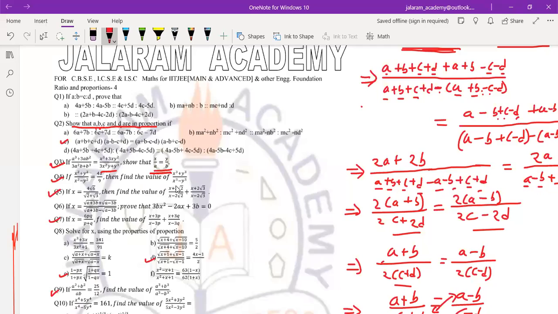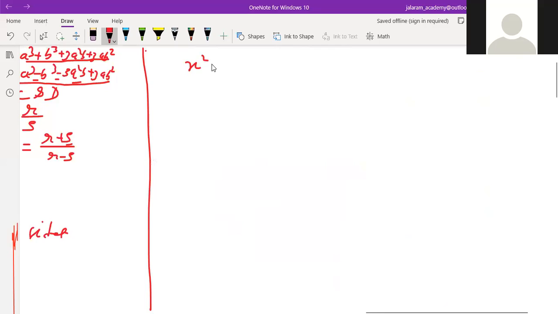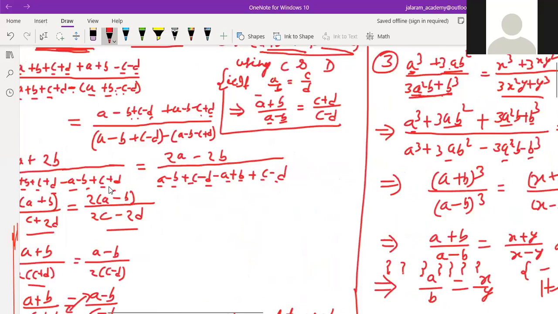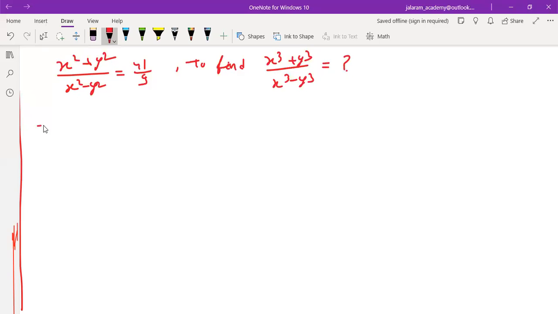We have to find x cube plus y cube over x cube minus y cube, and there is x square plus y square over x square minus y square equals 41 by 9 in our calculation. So x square plus y square over x square minus y square equals 41 by 9 is given. This one. And we have to find x cube plus y cube over x cube minus y cube equals what? So start it by using componendo and dividendo only.